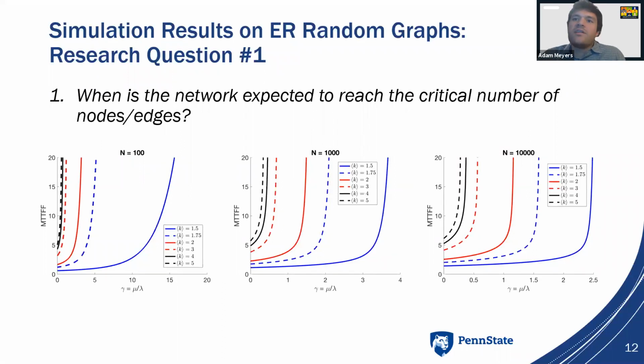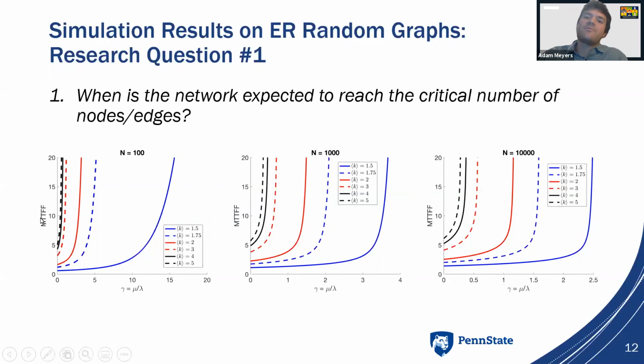Okay, so we did some simulation results on Erdős-Renyi random graphs. We also did a case study. I didn't include it here in the interest of time. But for the Erdős-Renyi random graph, the parameters are the number of nodes n, so that's 100, 1,000, 10,000, and the average degree of the network, ranging from 1.5 up to 5. If we have an average degree of 5, that means we have a lot more edges. If we have an average degree of 1.5, we have a lot fewer edges. The network is a lot sparser.